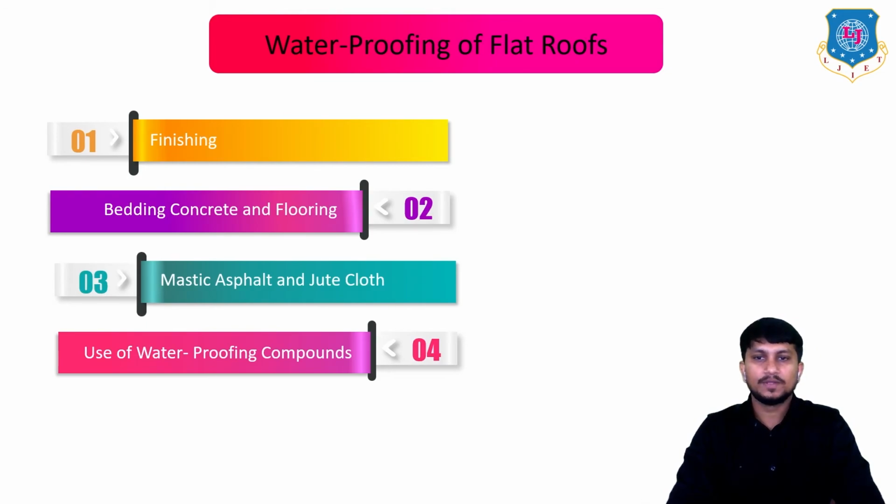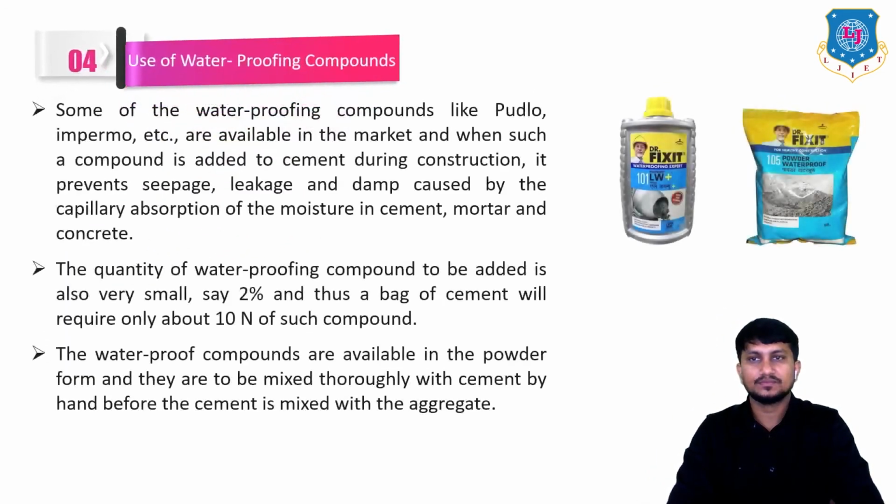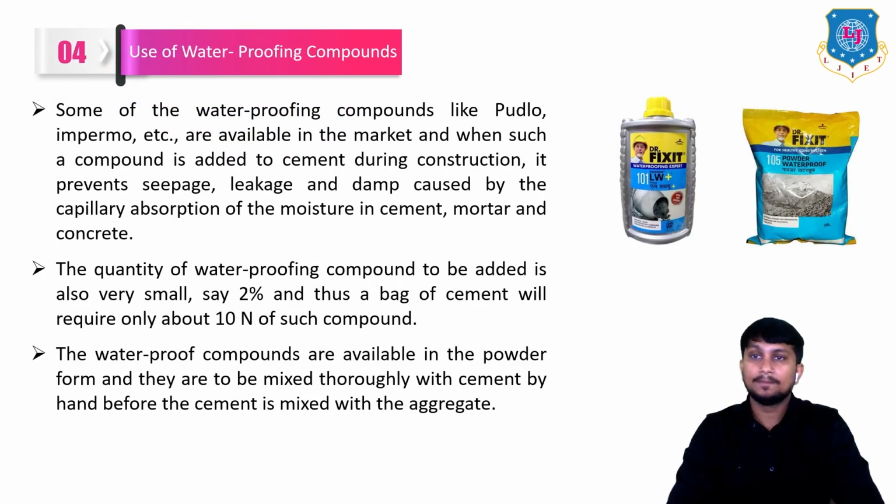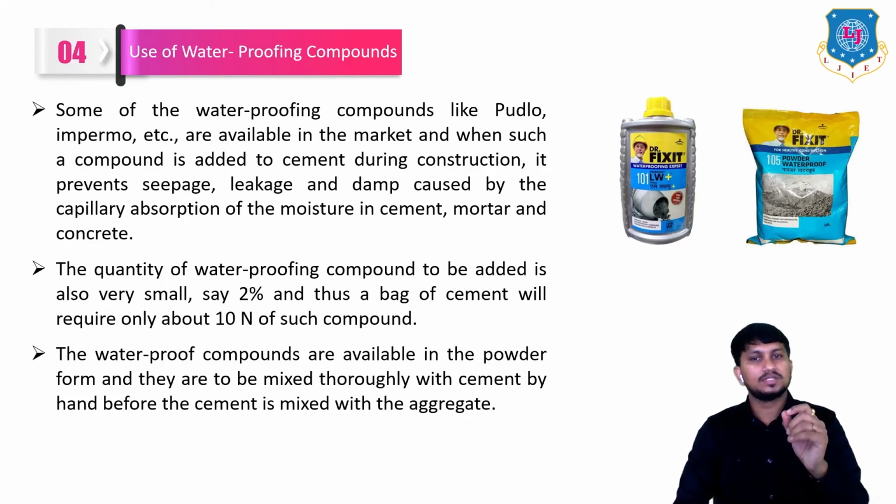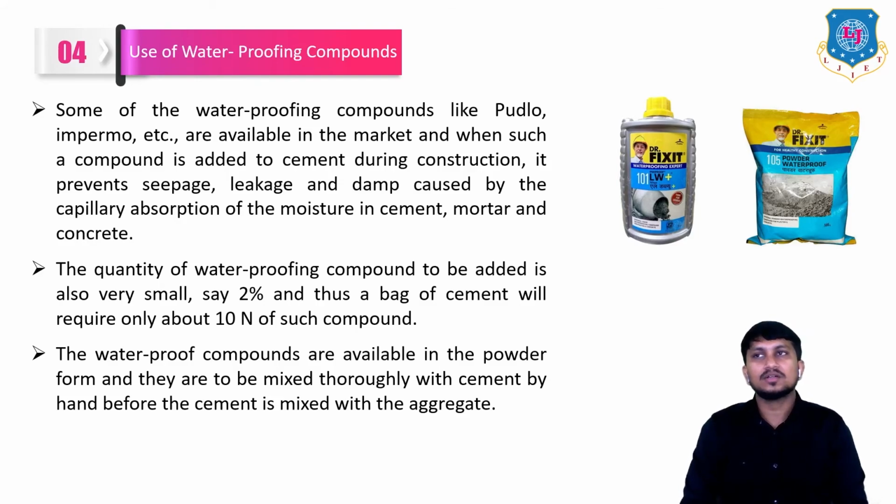And the last method of waterproofing is use of waterproofing compounds. Some of the waterproofing compounds like Pudlo, Impermo, Dr. Fixit, etc. are available in the market. When such a compound is added to cement during construction, it prevents seepage, leakage, and damp caused by capillary absorption of moisture in cement, mortar, and concrete. The quantity of waterproofing compound to be added is also very small, say about 2%, and thus a bag of cement will require only about 10 Newton of such compound. So this is a very small quantity needed for the overall construction. You can mix 2% of the cement weight with the cement to make the concrete waterproof.